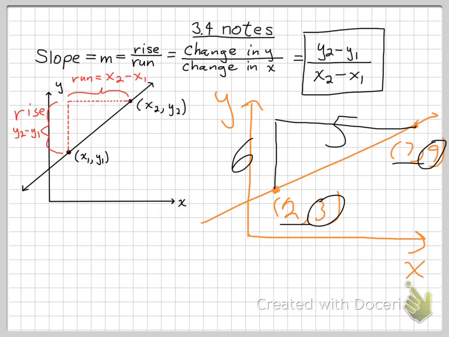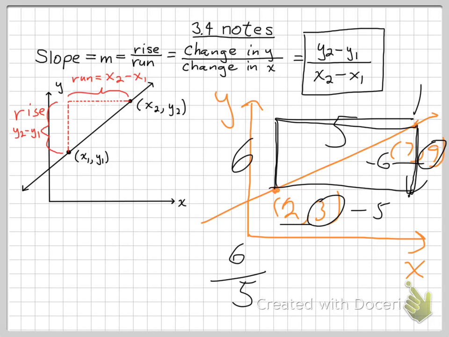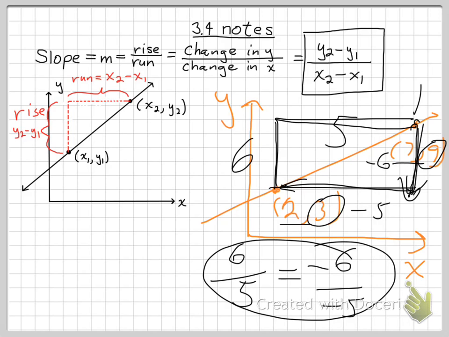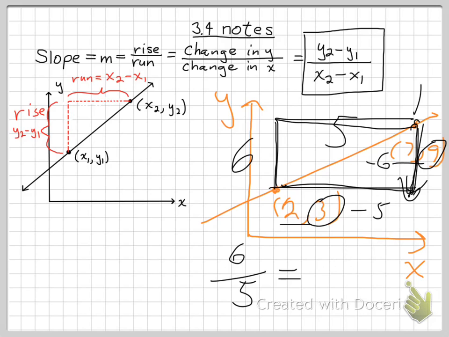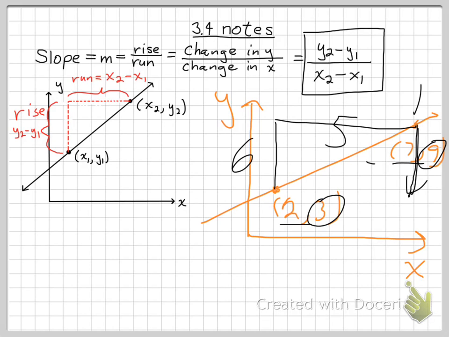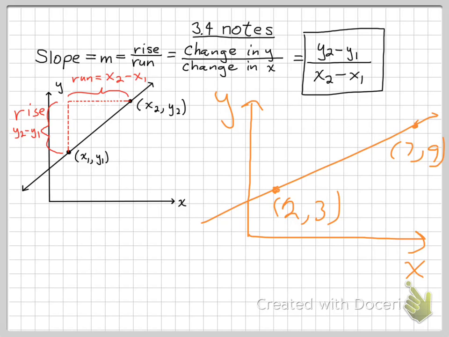Remember, you can also go from this point down to this point. If I did that, my rise would be negative, because I'm going down. So my rise would be negative 6, and my run would be negative 5. From here to here, that's a rise over run of 6 over 5. Or going from this point down and to the left, I would have negative 6 over negative 5. Either way, those two values equal each other, because 6 over 5 equals negative 6 over negative 5. Remember, rise over run is your slope, and the rise can be up or down, and your run can be left or right.